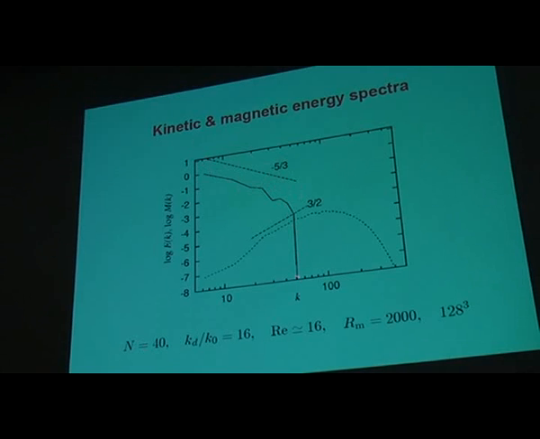This is the dissipation length. This range corresponds to a Reynolds number of order 16. And the magnetic Reynolds number in this simulation was 2000.